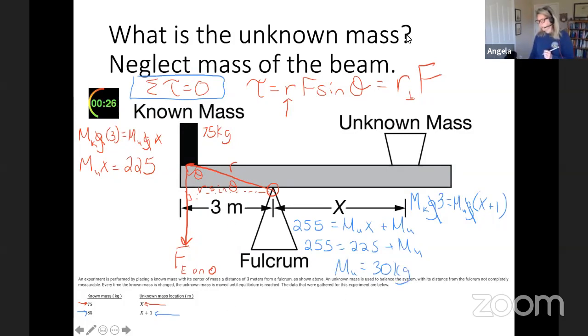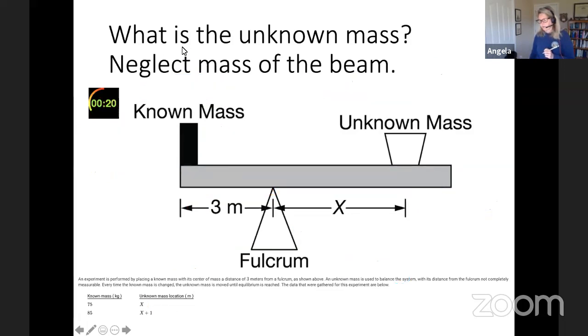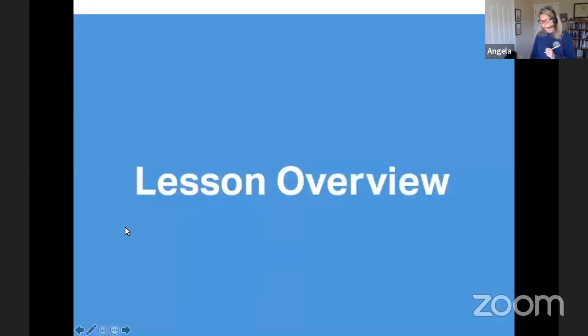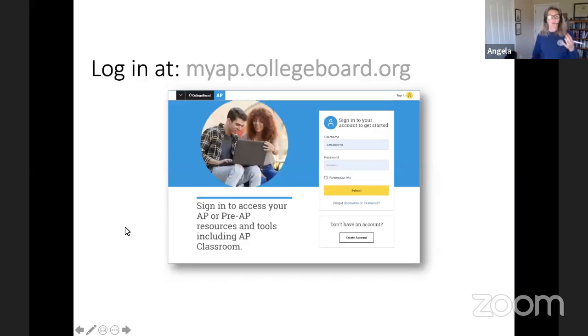So this is called equilibrium. Equilibrium is when the object is not rotating. There's no angular acceleration.